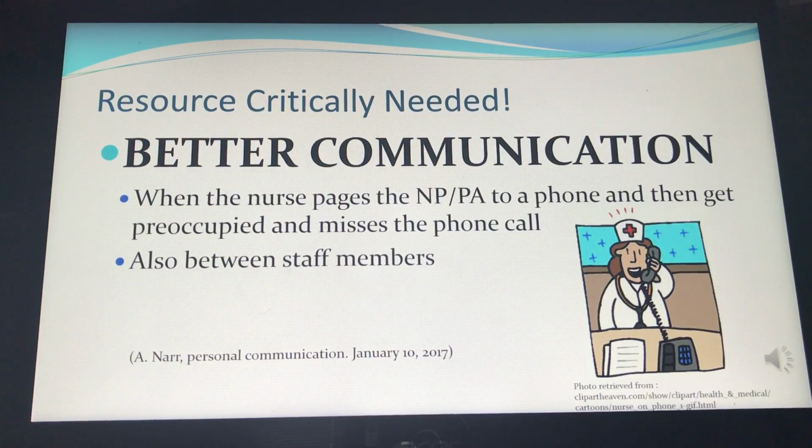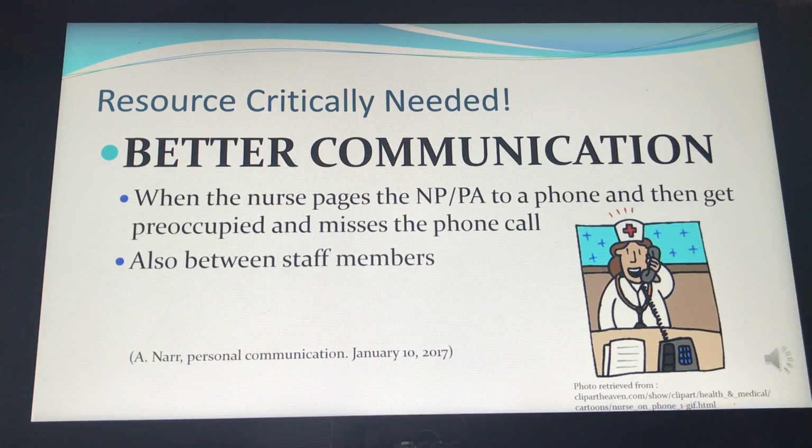In the cardiac PCU, one resource that is critically needed to provide an environment that assists nurses to become leaders is better communication. On the cardiac PCU, one of the biggest problems that the unit is having right now is the nurses will page the NP or the PA to a phone, and then they end up getting preoccupied. The PA calls back and misses the phone call.